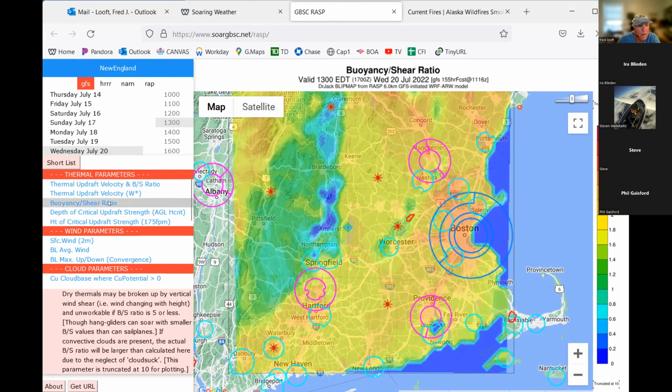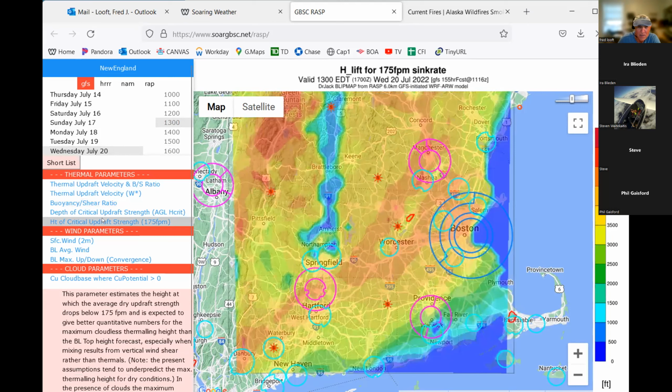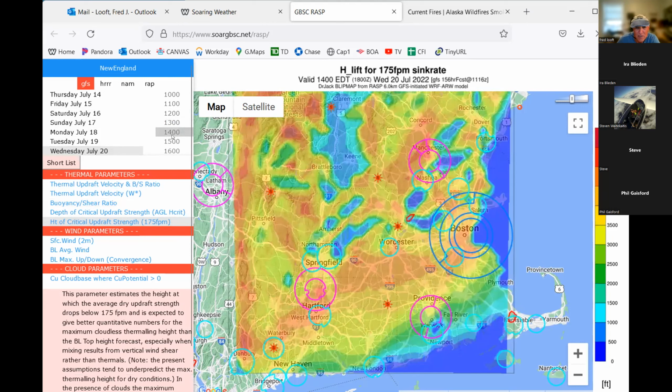Now, the other thing to look at is what's the critical height. So it may look like it's a pretty good day, but where are the thermals? And the answer here for Wednesday at 1 o'clock is somewhere in the range of 4 to 5,000 feet, something like that. And then watch as they rise, but then you get these pockets of non-thermal activity, et cetera.